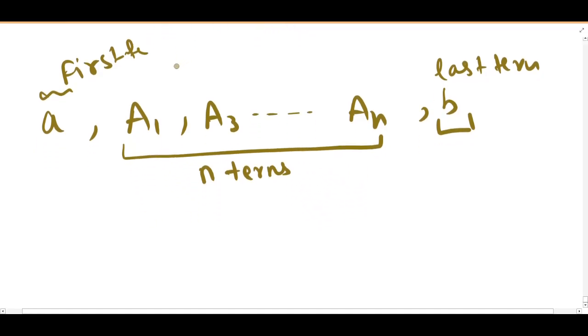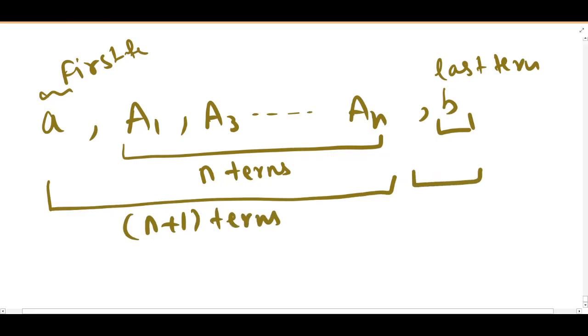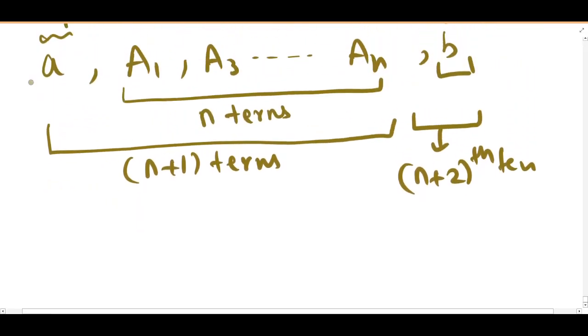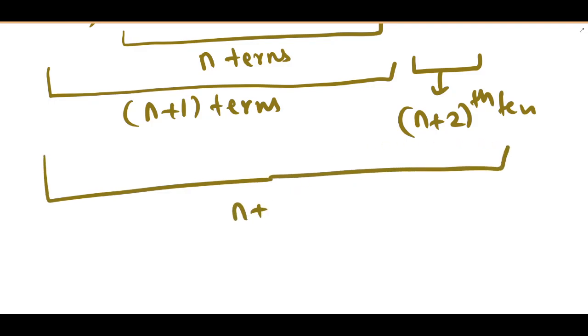So if we include the first term with the arithmetic means, we get n plus 1 terms. Accordingly, b will be the (n plus 2)th term. So in total there are n plus 2 terms.